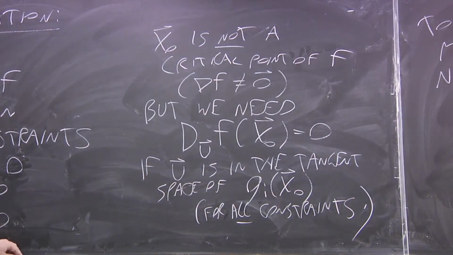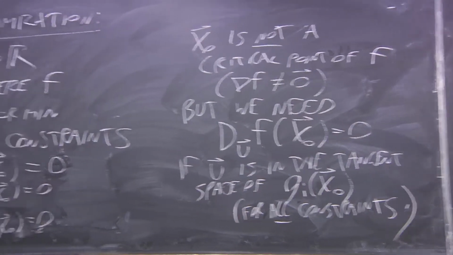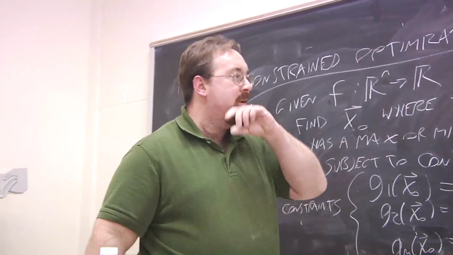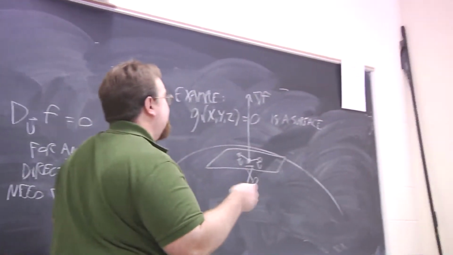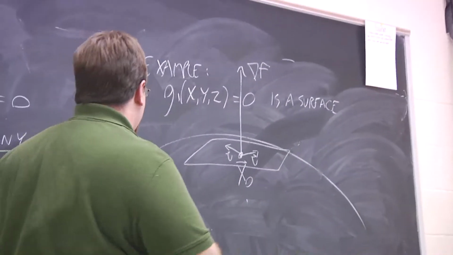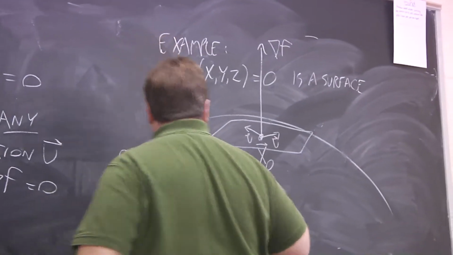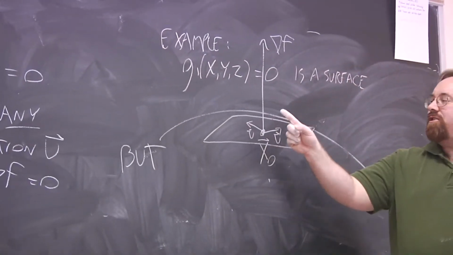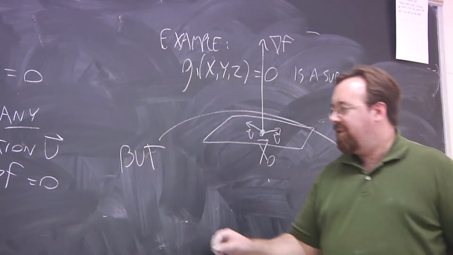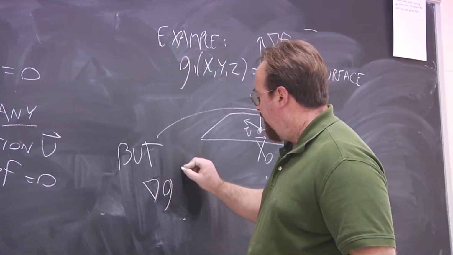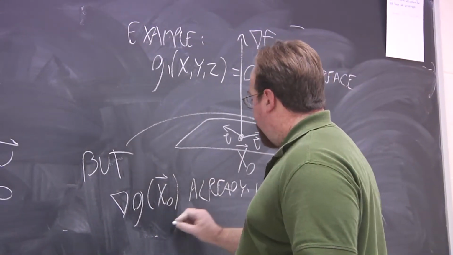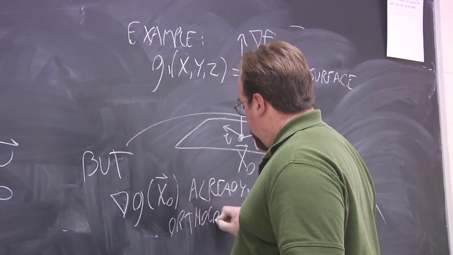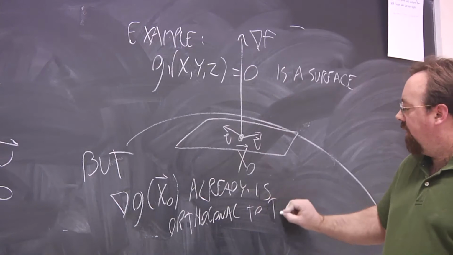And so this is the first ingredient that will help us figure out how to find these constrained maxes or mins. Because, as was discussed, I believe it was 2 lectures ago, if g is a function that defines this surface in the first place, the gradient of g at x naught already is orthogonal to this tangent plane.